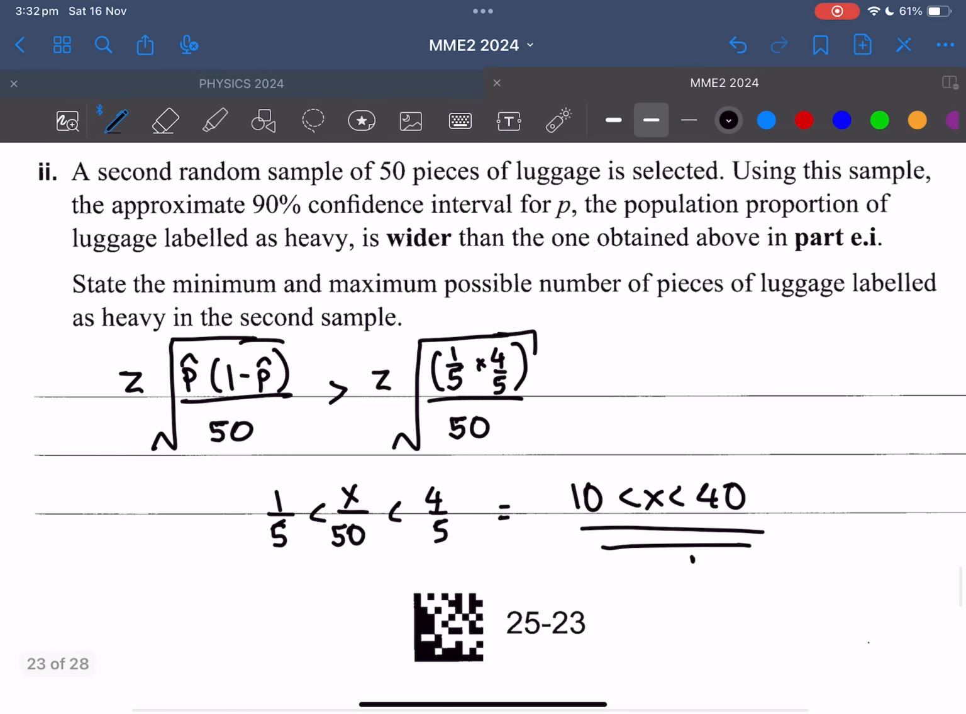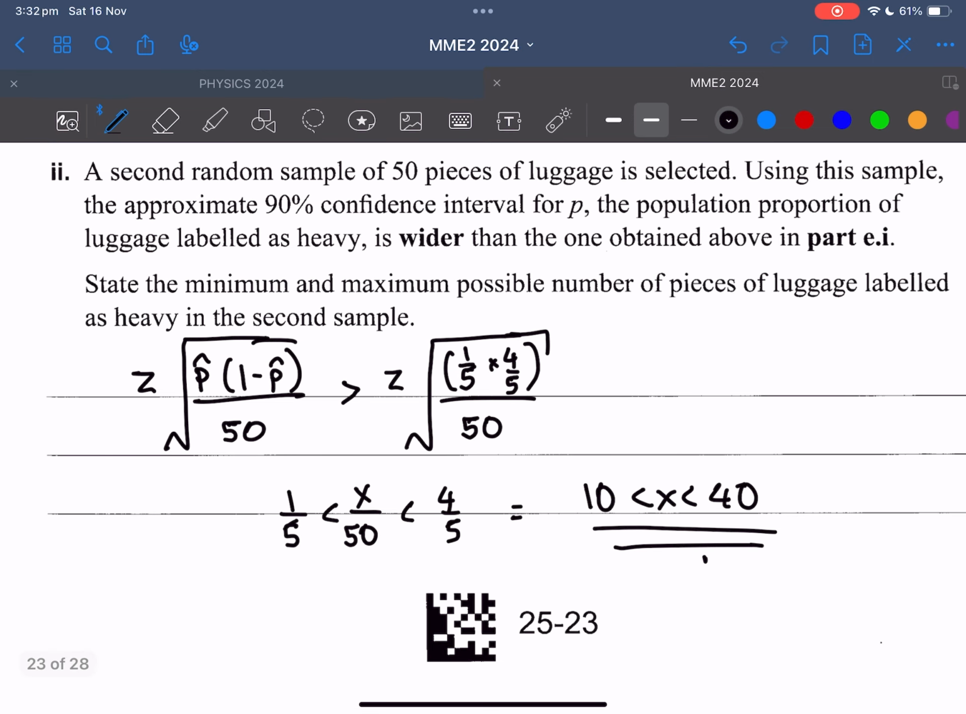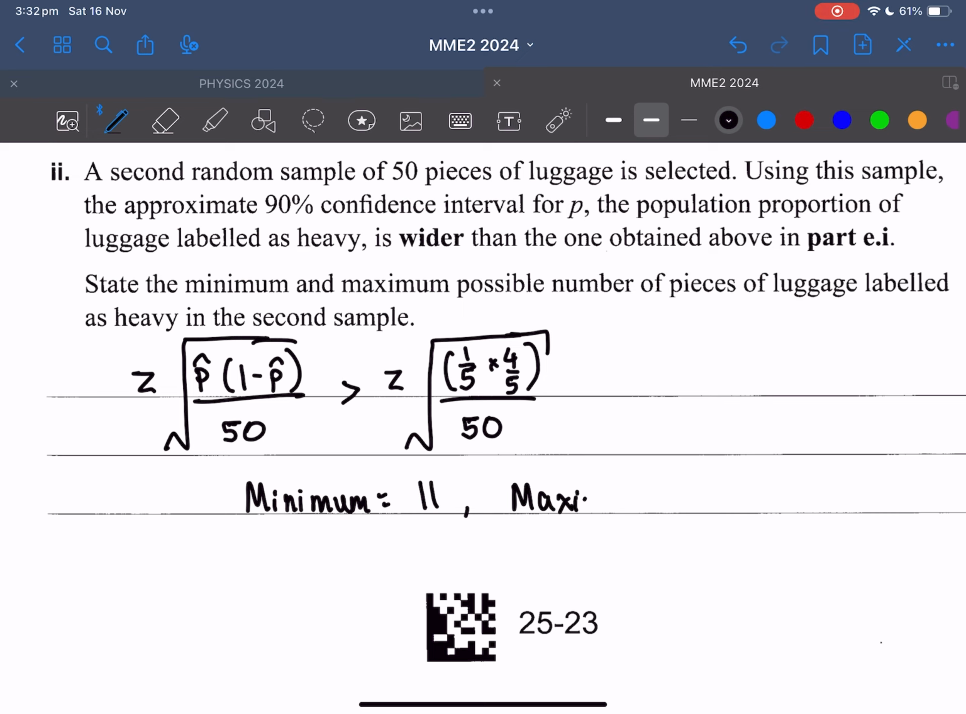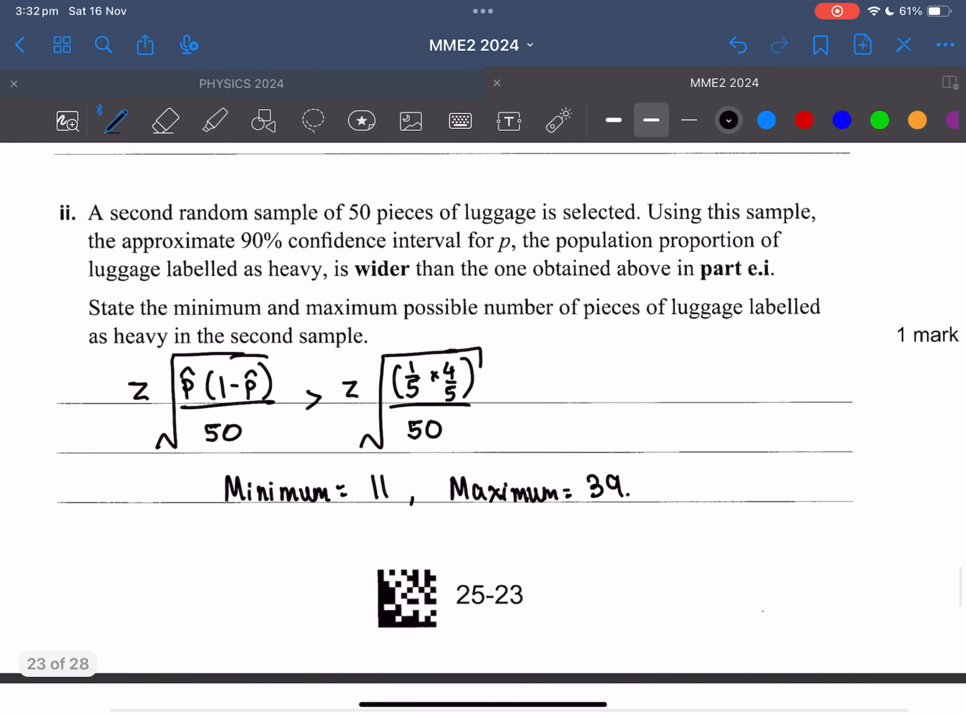So that means it has to be 11 and 39, because again we are dealing with discrete values, right? If it can't be 10, it has to be more than 10, so it has to be 11. And if it can't be 40, but has to be less than 40, it has to be 39. So that means the minimum is equal to 11 and the maximum is equal to 39. Okay, hopefully this makes sense. Very interesting question, it's a good question, by the way. I think that should be good.